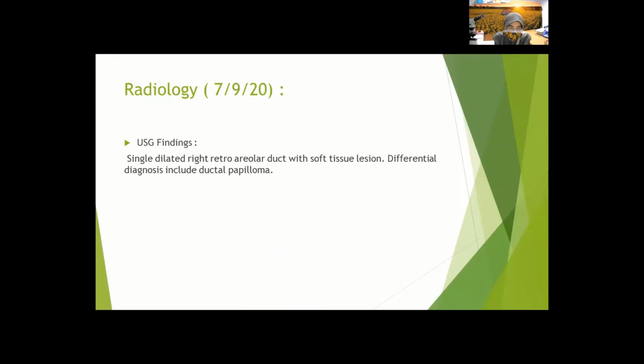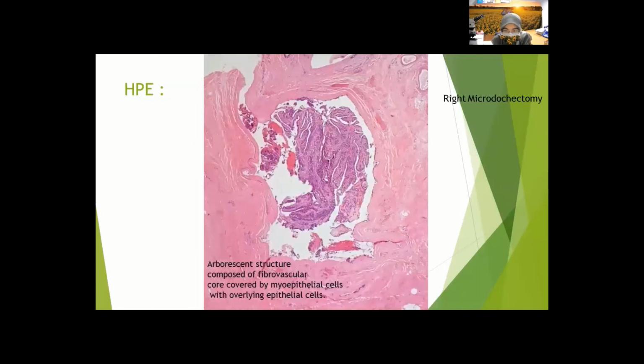It shows a single dilated right retroareolar duct with a soft tissue lesion. So the differential at that time included ductal papilloma. Since there was single duct involvement, they proceeded with right microdochectomy. So this is the histology image of the case.